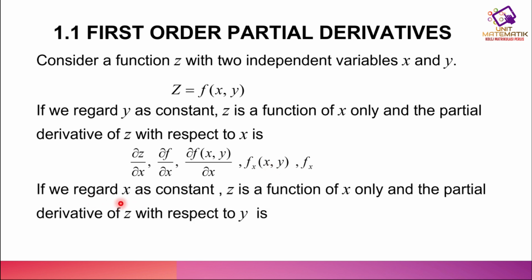If we regard x as constant, z is a function of y only, and the partial derivative of z with respect to y can be written as delta z over delta y, delta f over delta y, delta f(x,y) over delta y, f sub y of (x,y), or f sub y.